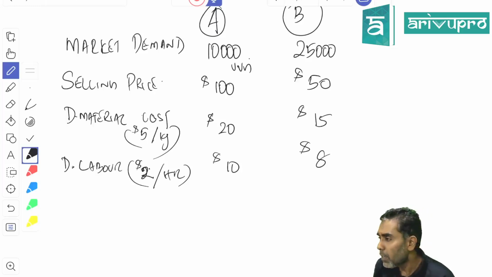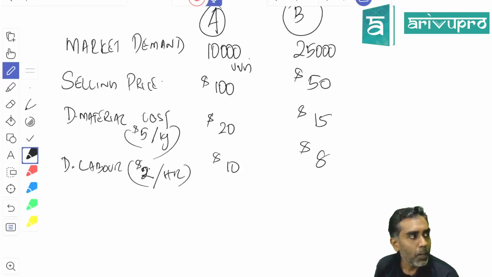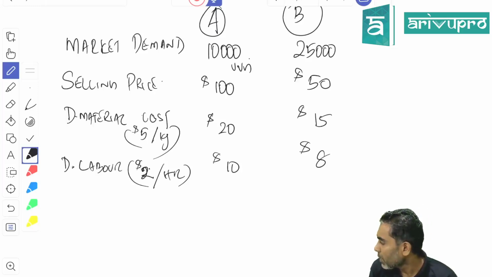$2 per hour. A, $10 per unit. B, $8 per unit. Correct?